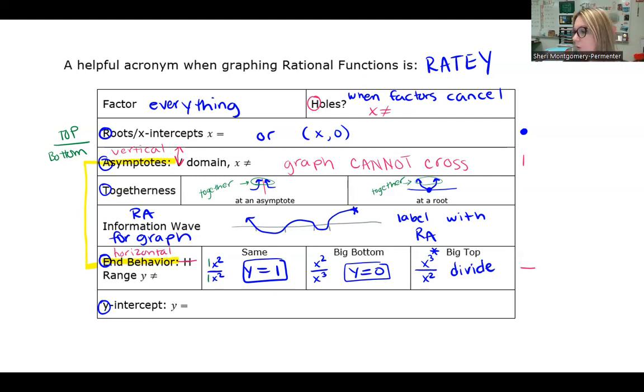Your y-intercept, you can list it as y equals, or you can list it as a point. If you list it as a point, your x value is 0, and then you figure out what your y value is. To figure out your y value, you will plug in 0 for x. Okay, to figure out your y-intercept, you will plug in 0 for x. And when we mark the y-intercept on your graph, it will also be with a point.